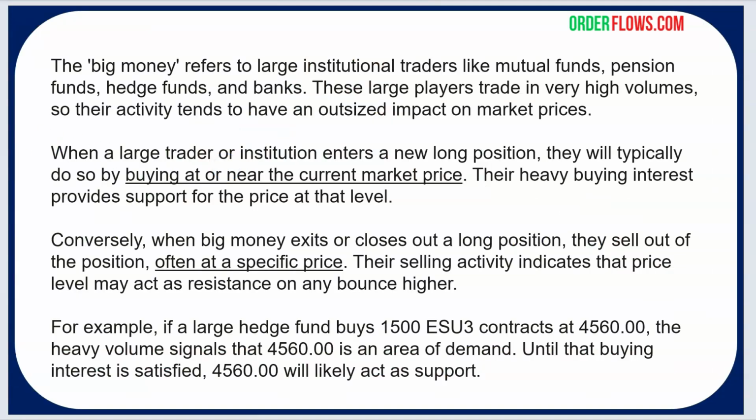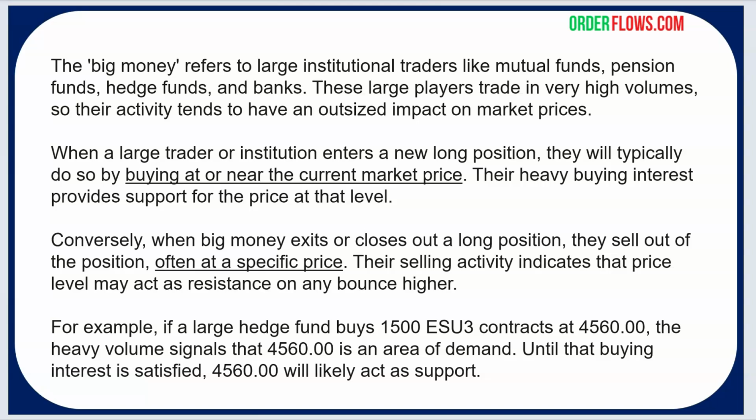So the big money refers to large institutional traders like mutual funds, pensions, hedge funds, banks, real money, right? These players trade in very high volume, so their activity tends to have an outsized impact on market prices. When a large trader or institution enters a new long position, they will typically do so by buying at or near the current market price. Their heavy buying interest provides support for that price level. Conversely, when the big money exits or closes out a long position, they sell out of the position often at a specific price. Their selling activity indicates that price level may react as resistance on any bounce higher.